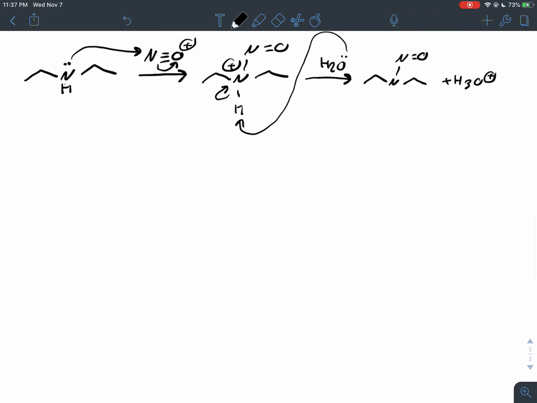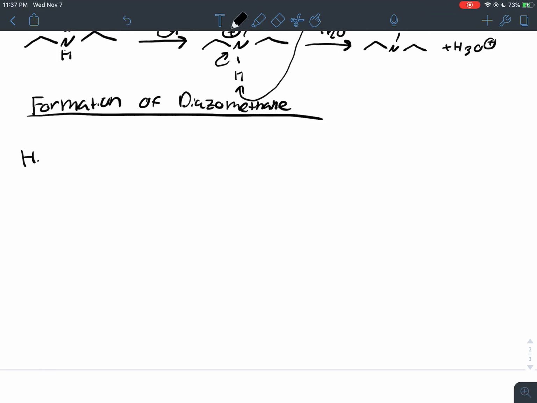That's it. Now there's one reaction that Nasiri really wants you to be familiar with: formation of diazomethane. So here, with the methylamine, if you use HNO2 and HCl, again, this nitrogen is more basic because of that methyl group pushing by induction.